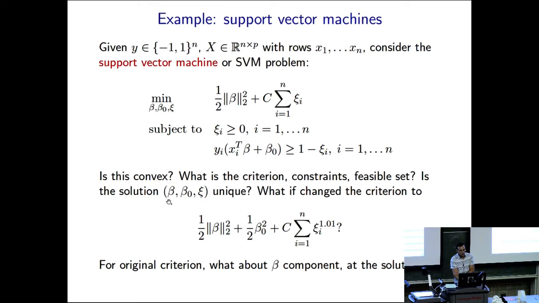This is just a follow-up asking you to answer that if we change the criterion. So I'm actually going to strictly convexify the criterion here, so you should see that it's unique after I do that. This is a more interesting follow-up. What about just beta at the solution? Is that unique?